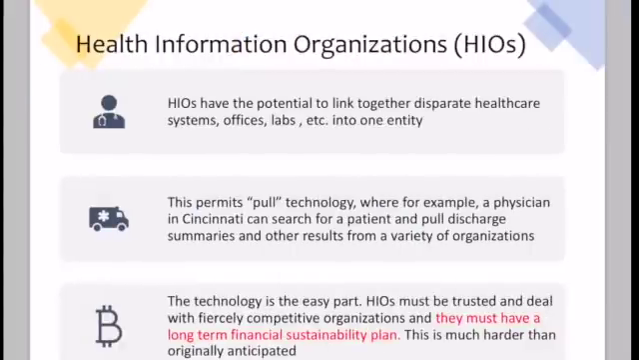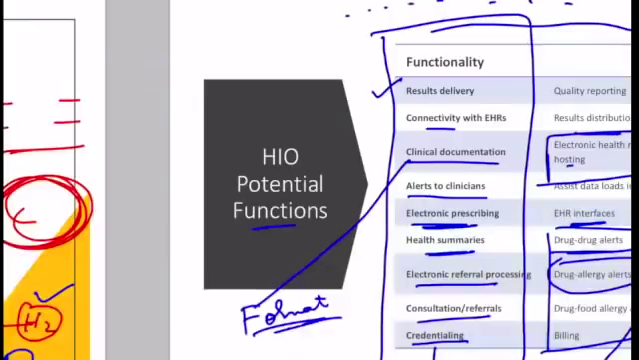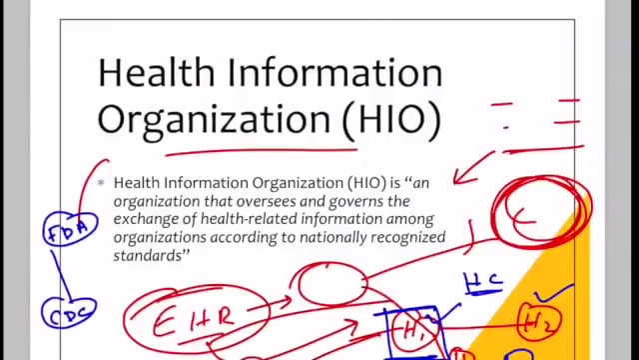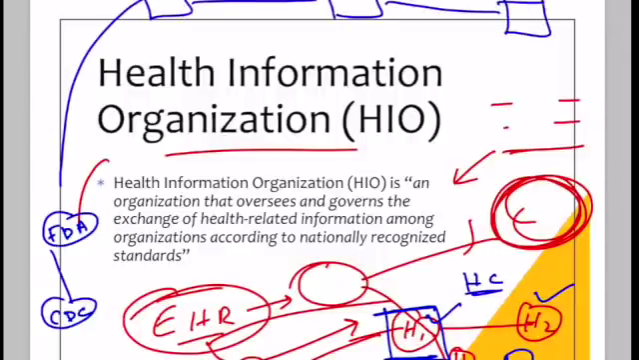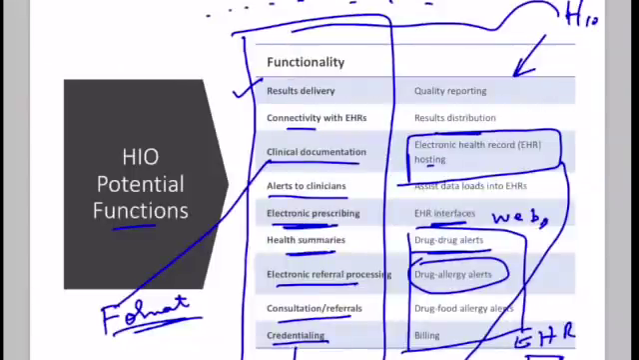In addition to that, HIO has the potential to link together segregated healthcare systems, offices, and labs into one entity. As I mentioned, like hospital 1, hospital 2, hospital 3, CDC, FDA, and maybe the smaller clinics, entities in the rural areas. So basically, they link them up logically through the internet, but using a nationally recognized standard, so that if they share the data, it would be understandable, which is otherwise known as interoperability.